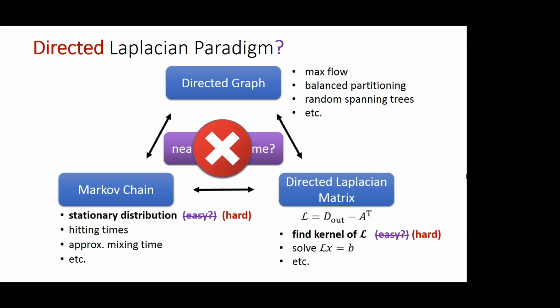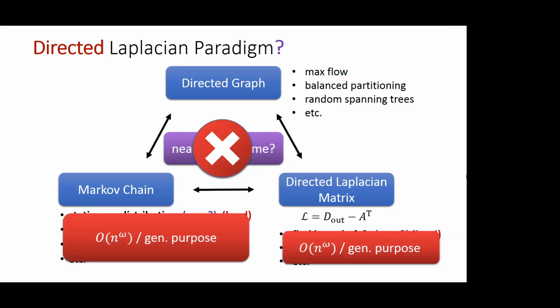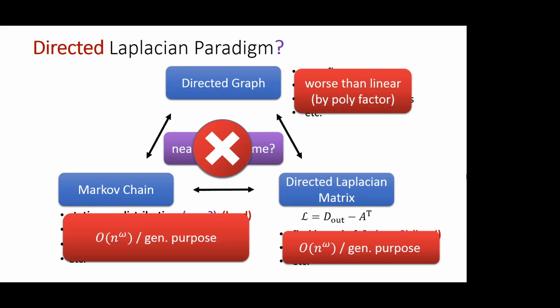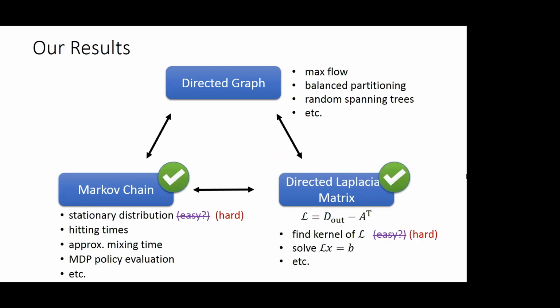And so for all these problems, at least prior to our work, there were no nearly linear time algorithms known. The best that was known was that for the problems from the Markov chain and linear algebraic perspectives, you could just solve a linear system using a general purpose linear system solver, which takes matrix multiplication time, or if you want to use something like conjugate gradient, you can do that too. And for these directed graph problems, all of them were worse than linear by a polynomial factor for the best run times. And so what our work does is it solves the problems in the bottom two perspectives, essentially.